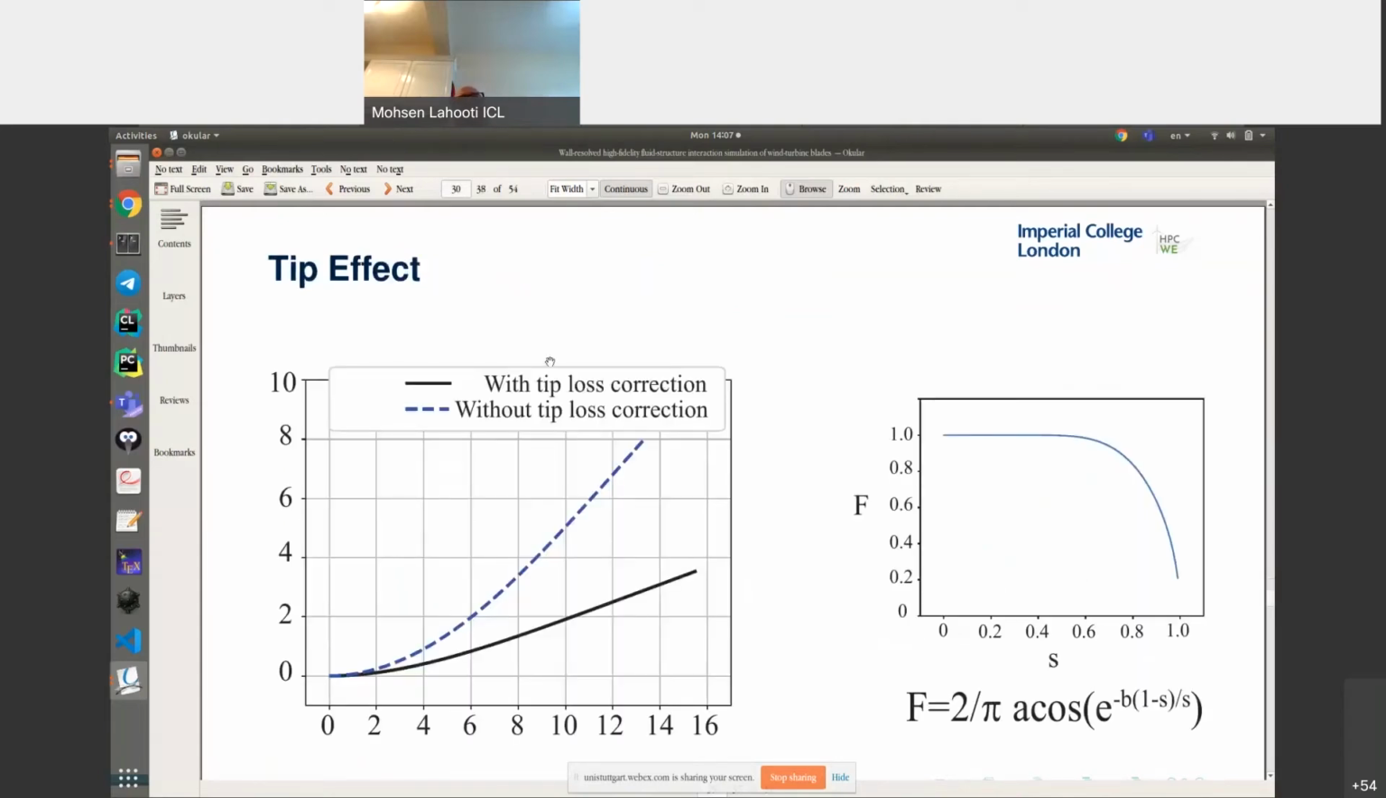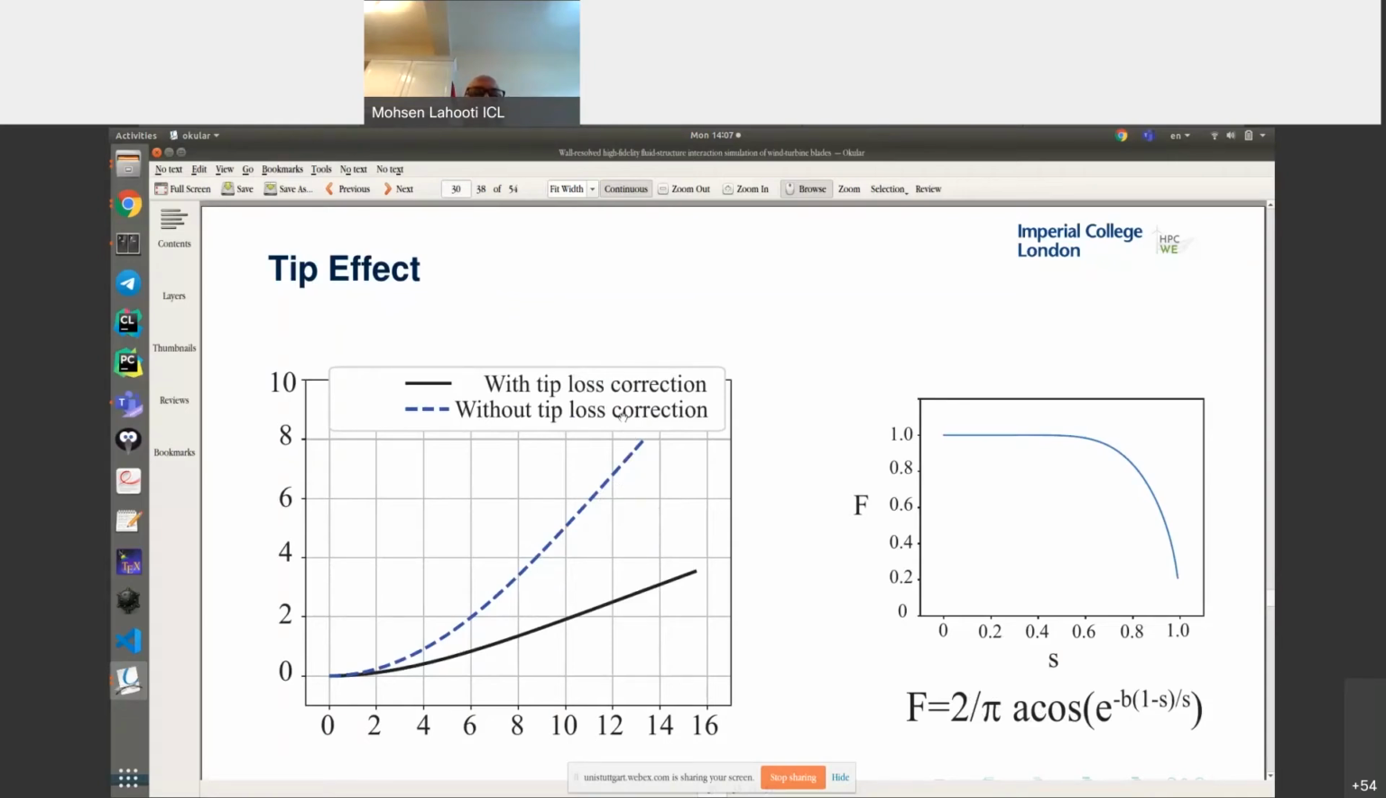One thing that I need to mention here is that using the thick strip approach, although we can capture the local flow three-dimensionality, because the strips are not connected to each other, it cannot see the global three-dimensionality of the flow. It can't see the tip effect. So for this simulation, we correct the tip effect using a function in the form of the Prandtl tip loss factor, and you can see the effect of including the tip and not including the tip.